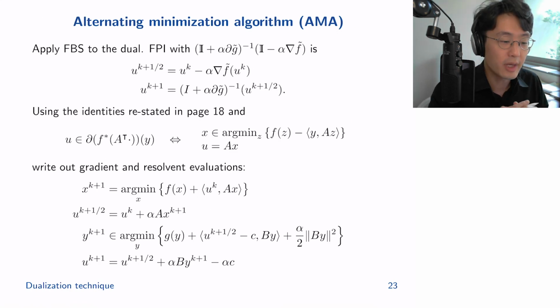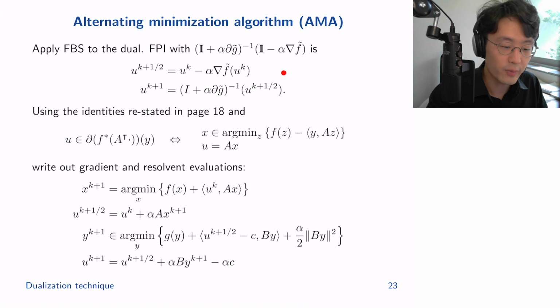Okay, then to derive the AMA algorithm, we simply apply forward backward splitting to the dual. Specifically, we perform the fixed point iteration with this fixed point encoding. And remember, the strong convexity assumption on f implies smoothness on f tilde, so we are able to perform this gradient update for the function f tilde. The algorithm, just written in abstract, becomes this.